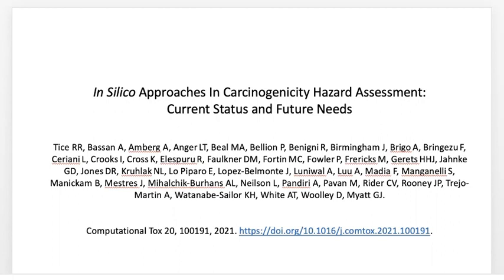What led us to do this was to try and look at the 10 characteristics of carcinogens and see what in silico approaches were available for those particular KCs. And if you go to the next slide.